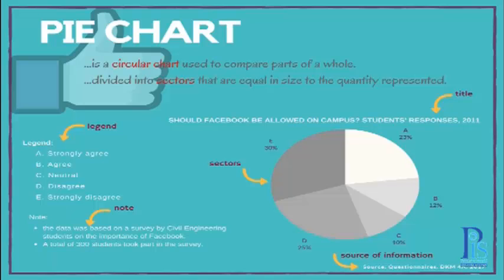Title, which is a brief summary of the report. Sections, which show the data collected graphically in percentages. Legend, which shows the key for the slices. Explanatory notes that explain the relevant additional information. And source of information, which indicates the source of the data.